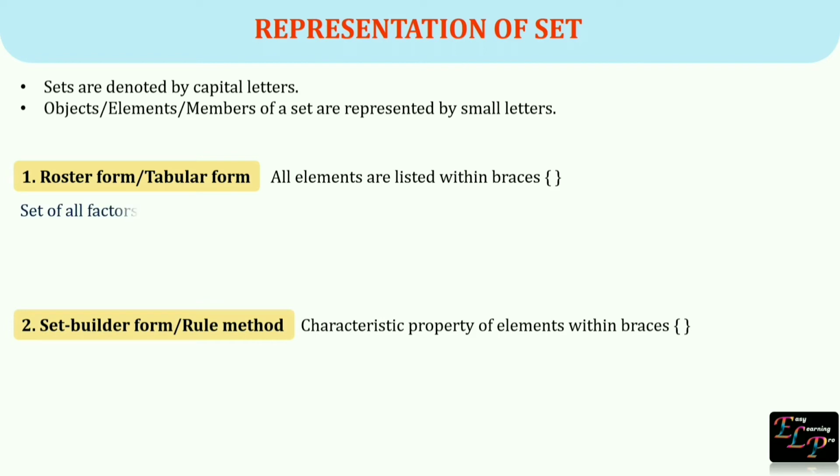Consider an example. Set of all factors of 50. Let us represent this in roster form. First, we are going to denote the set using a capital letter. We can use any letter. Let us take capital A equal to. In braces, we are going to list all the elements. Here the elements are factors of 50: 1, 2, 5, 10, 25, 50.